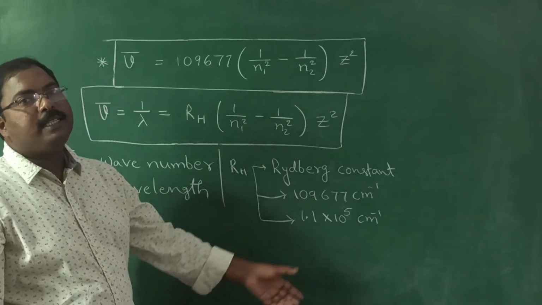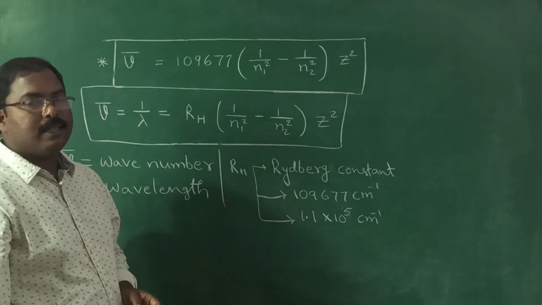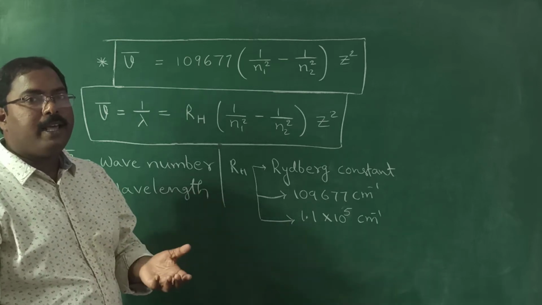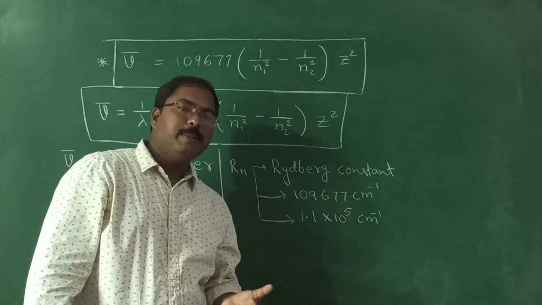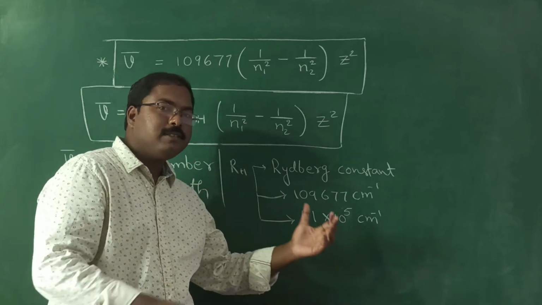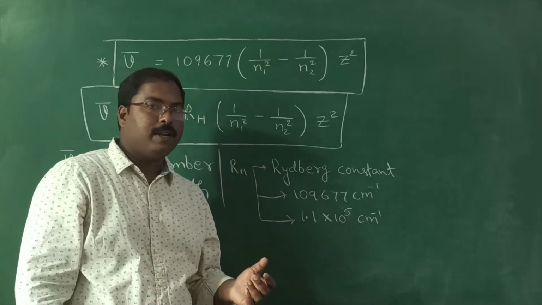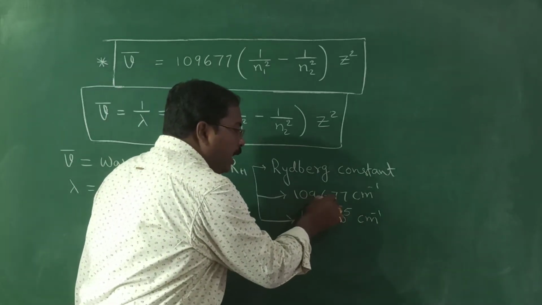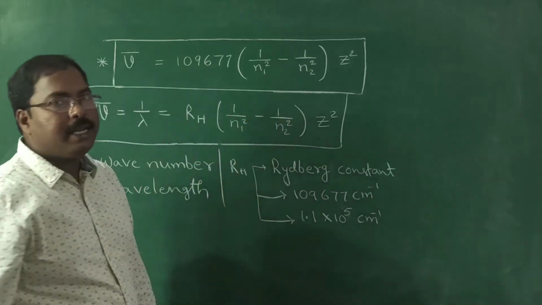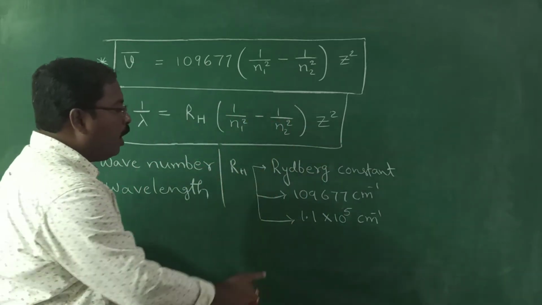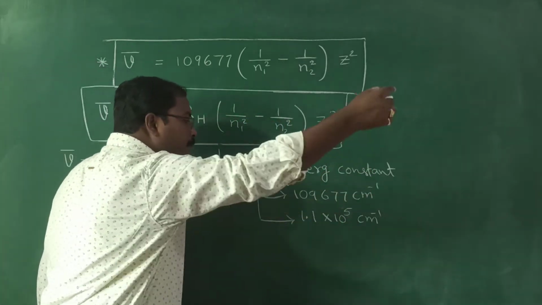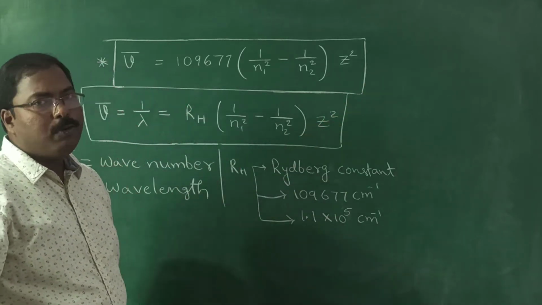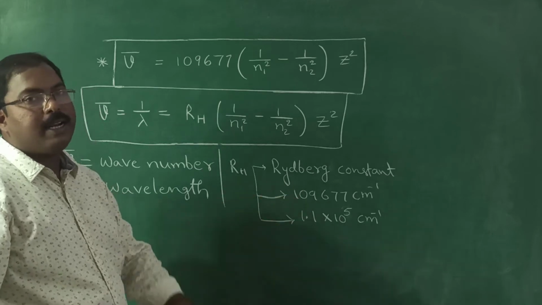This is in terms of centimeter inverse. Now if I want to write this in terms of meter inverse, centimeters to meters means how we will convert? You may have idea, 1 meter in the sense 100 centimeters. So your inverse is there. So it will be like 10 to the power 7. Or anyway, your convenience, you remember it as 109677 centimeter inverse. Okay? So 1.09677 is approximately I have taken as 1.1 into 10 to the power 5 centimeter inverse. Okay?